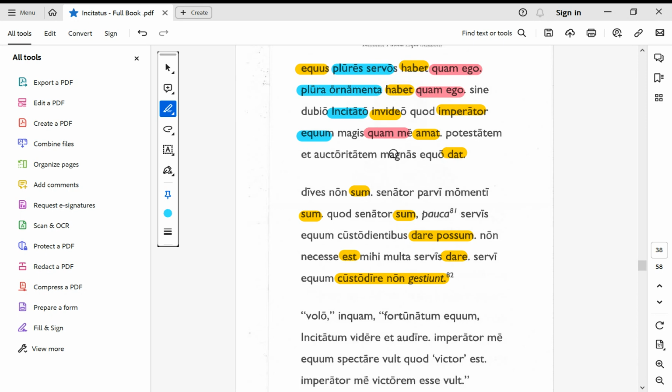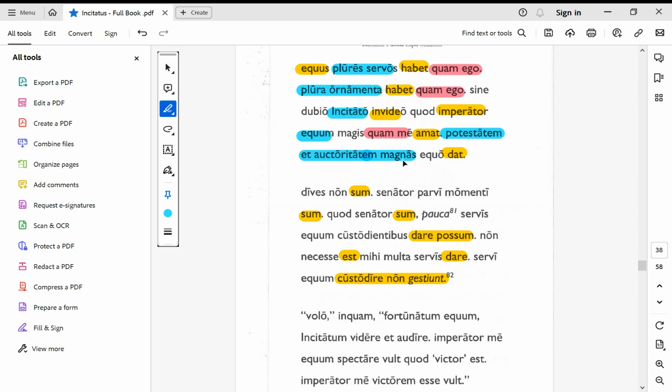Okay, dat, I see potestatum et auctoritatem, those em endings, those are accusatives. So we know that's accusative. We know that's receiving the action. Then we have magnas here, which is also accusative.